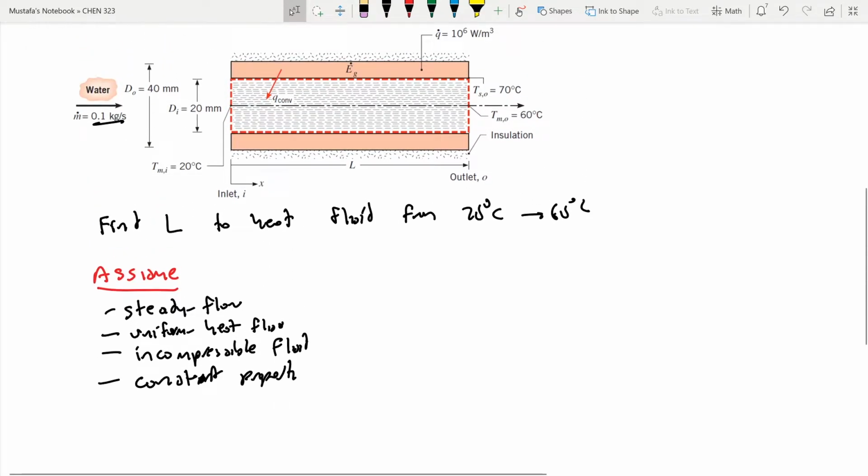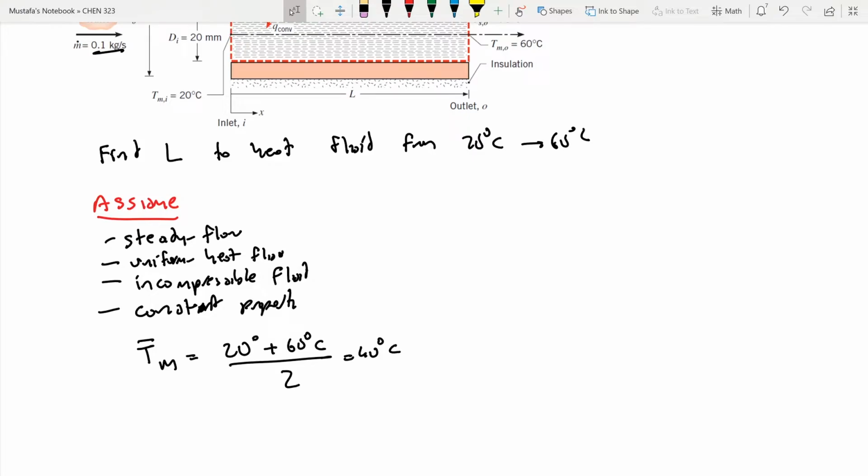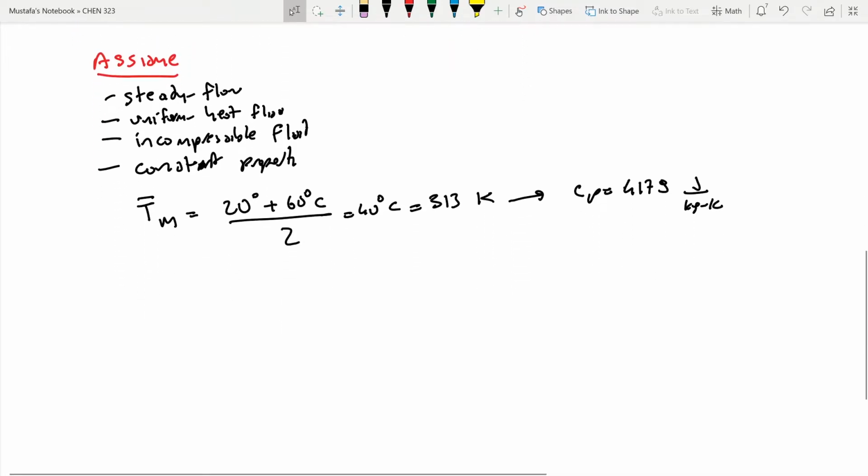So T mean average is, we have 20 degrees Celsius inlet, 60 degrees Celsius outlet. So the mean temperature is 40 Celsius, which is 313 Kelvin. At that temperature, water has a Cp of 4179 joule per kilogram per Kelvin. So now we are going to use energy balance.